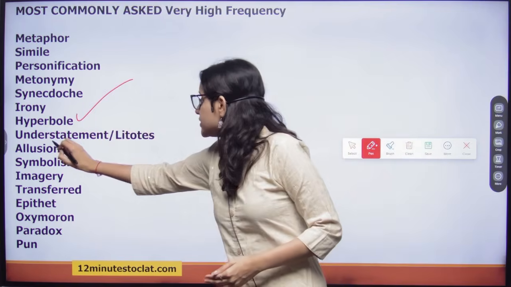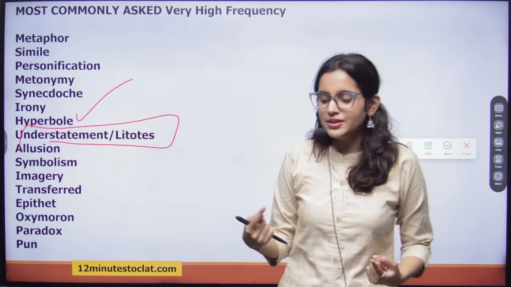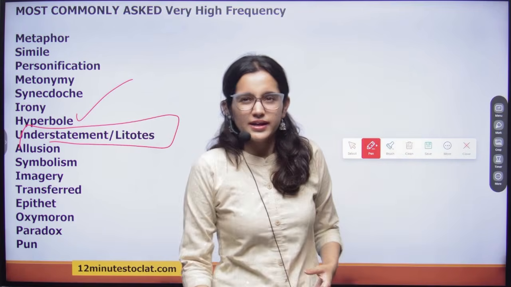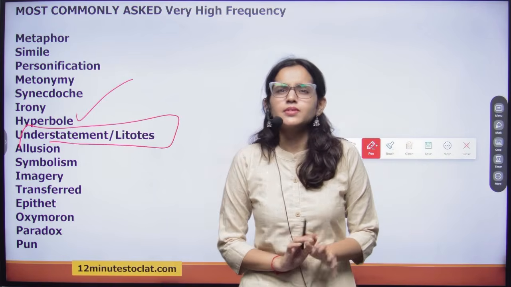After that, you have understatement or litotes. What is this? It is the exact opposite of hyperbole. It is your brown dads, your Indian dads. You tell them, "Dad, I got 80% in class 10th." He wouldn't say it's good. What would he say? Not bad.